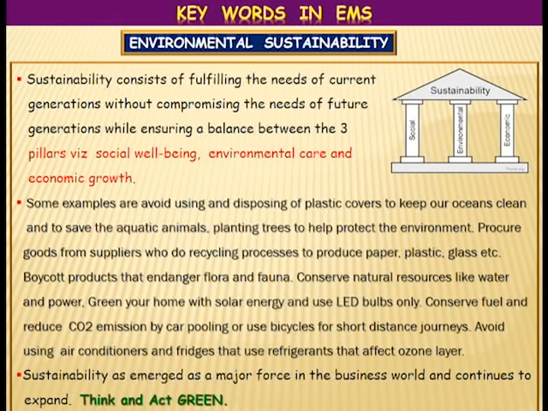Some examples are avoid using and disposal of plastic materials to keep our oceans clean and to save the aquatic animals, planting trees to help protect the environment, procure goods from suppliers who do recycling processes to produce paper, glass, plastic, etc. Boycott products that endanger flora and fauna. Conserve natural resources like water and power.